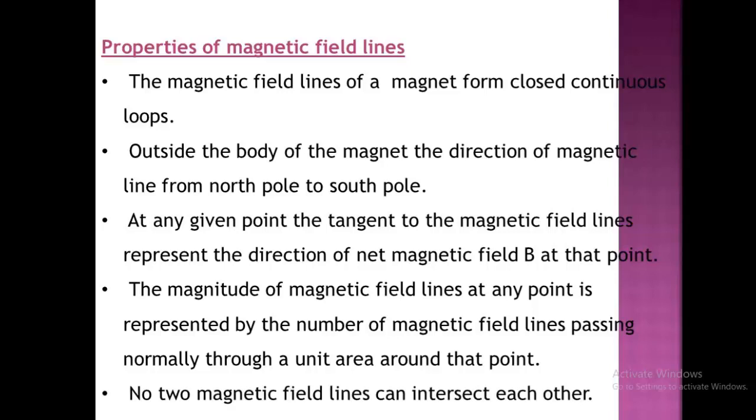And one more point, they never intersect each other. No two magnetic field lines can intersect each other. Clear, children? So that's all.